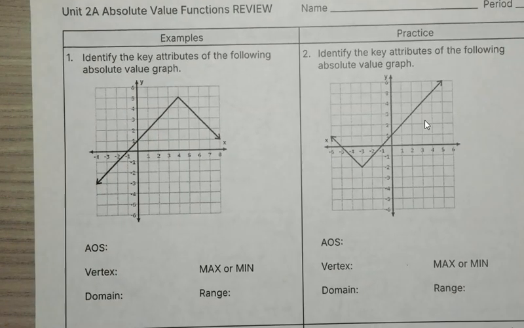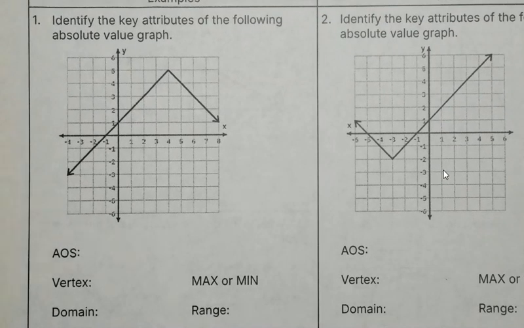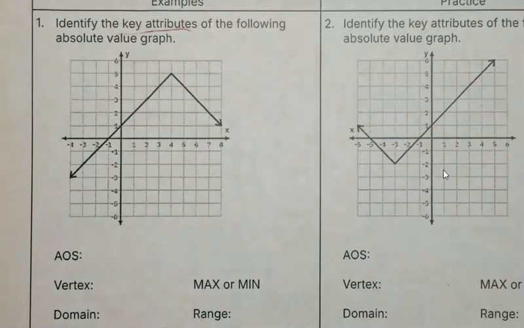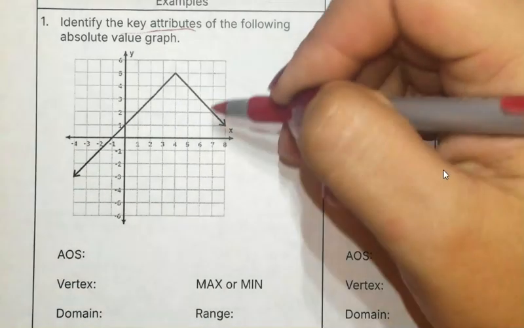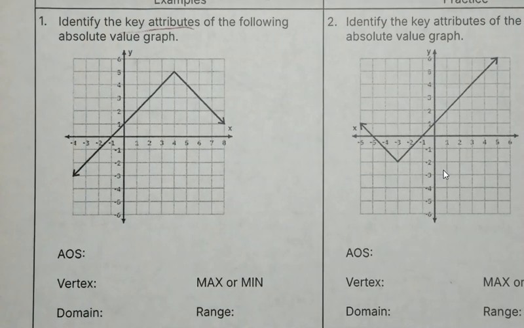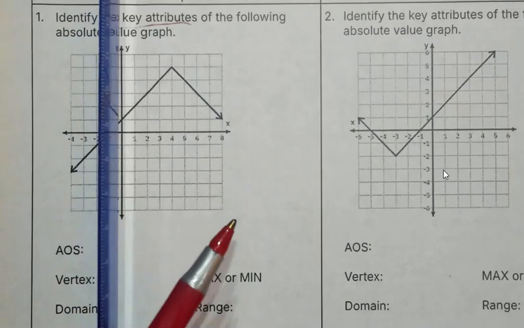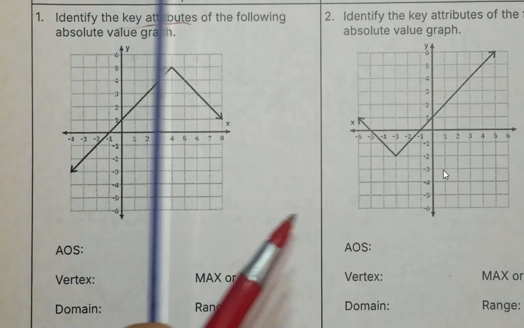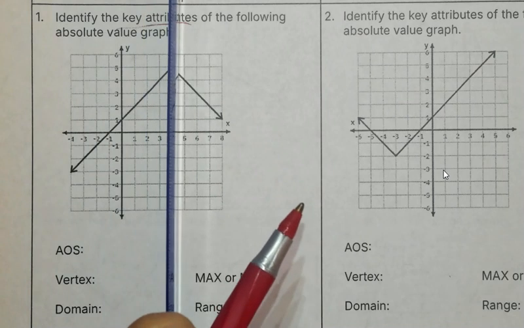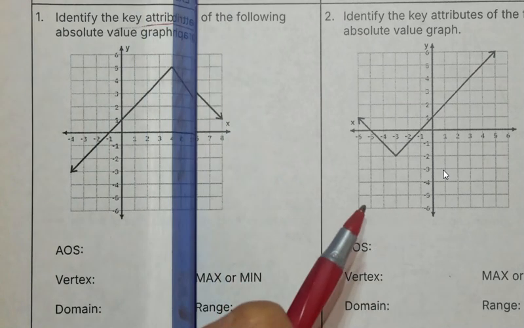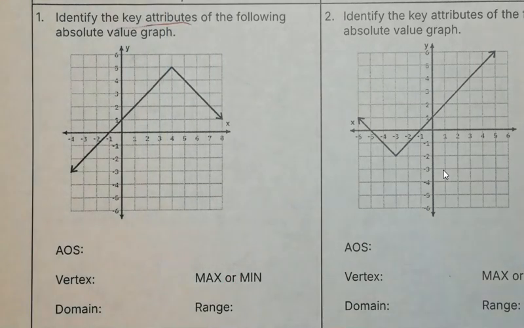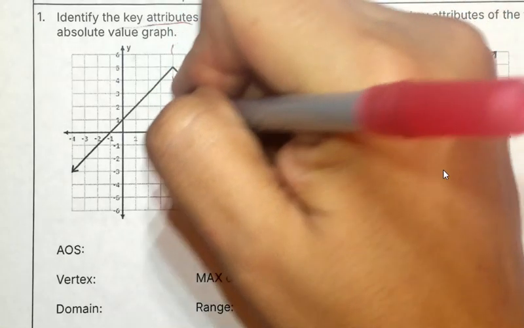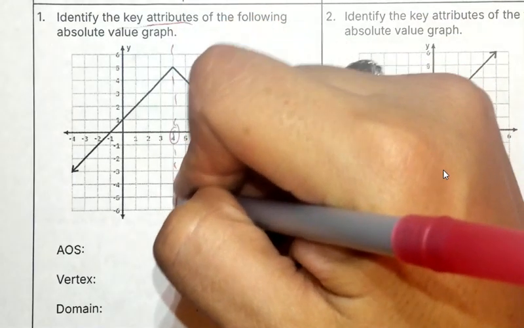Okay, so the first one is asking you to identify the key attributes, and they give you the graph. So AOS stands for axis of symmetry, which is a vertical line, so something like this. You need to just find where to place it. So the axis of symmetry goes here. It splits the graph in half, and your job is to write it as an equation. So vertical lines specify where it is placed on the x-axis, so x equals 4.